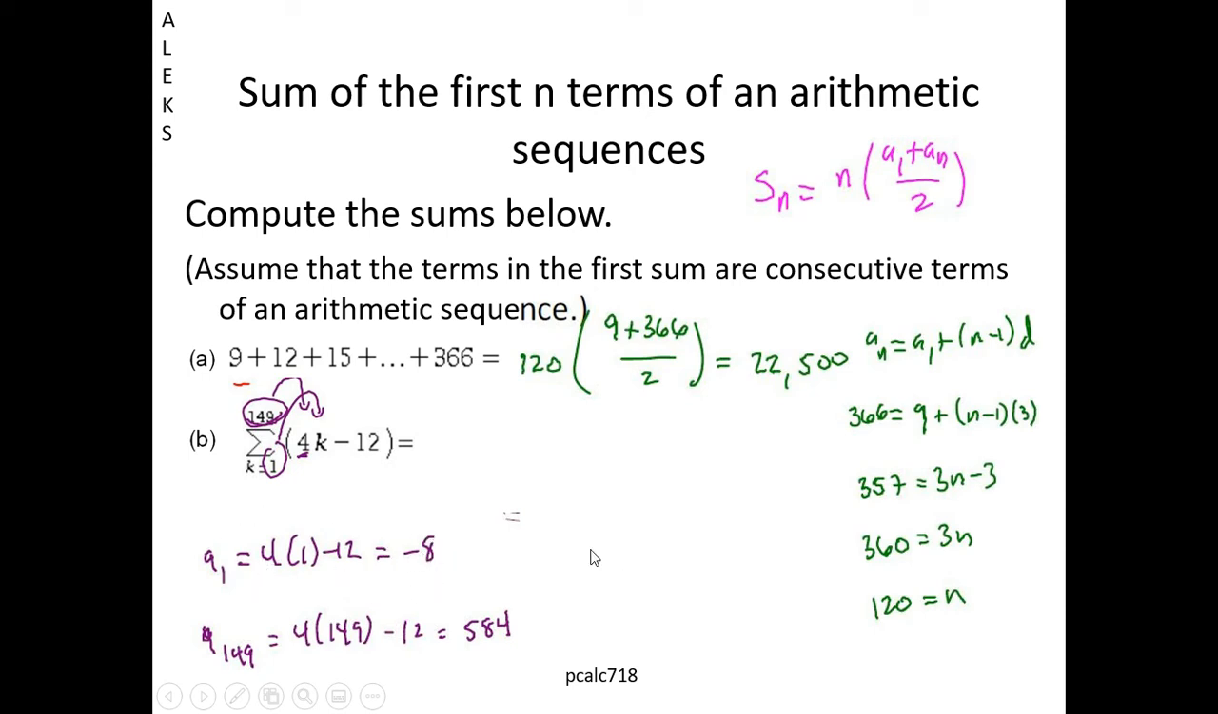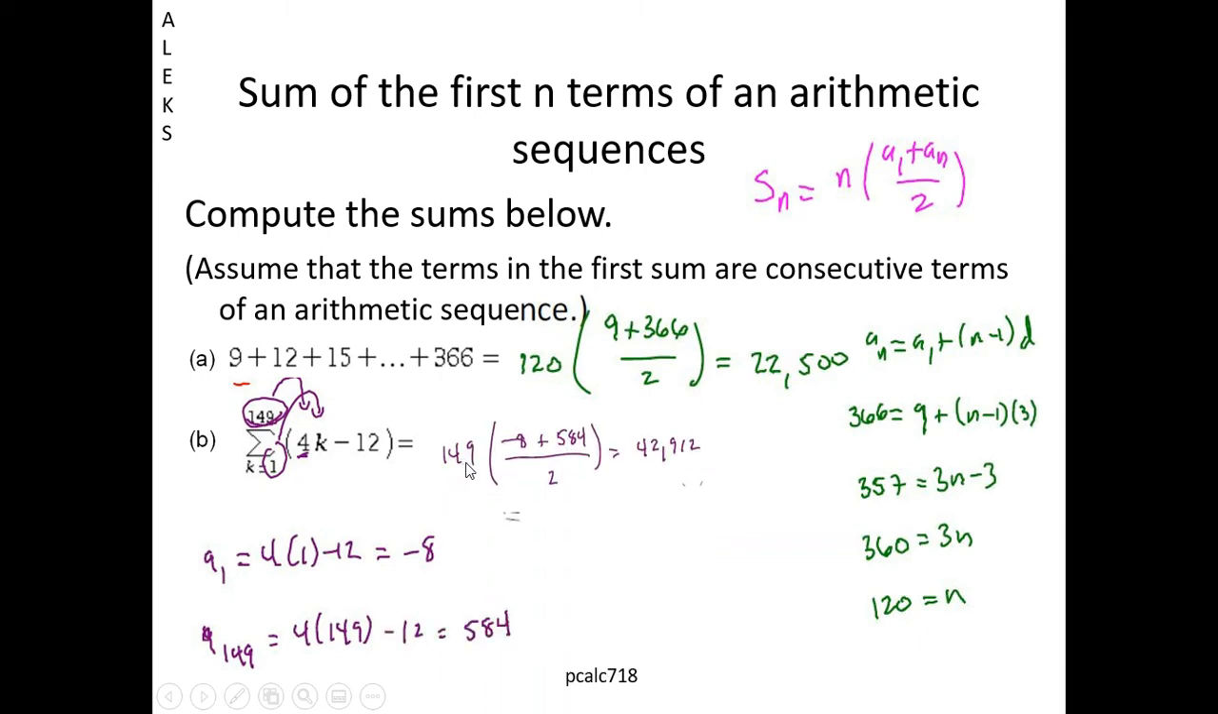So I know what my a sub 1 is. My a sub 149 is 4 times 149 minus 12, which is equal to 584. I don't care what d is because I don't need it for this equation. Right? All I have to do is plug these values into this equation, and I don't care what d is.